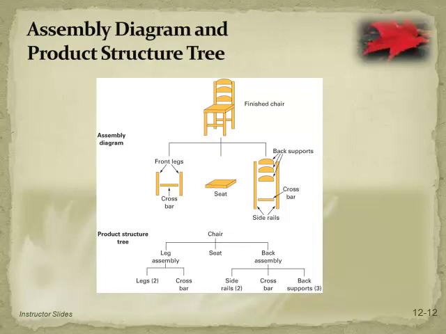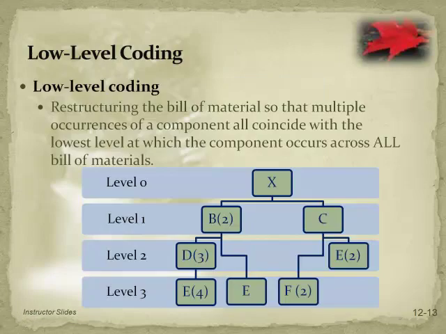So at the top of the Christmas tree is the finished product, the chair, and then the next level down are the two sub-assemblies. The two sub-assemblies are the leg assembly and the back assembly. And then we have the seat, which is not a sub-assembly because there's nothing that goes below the seat. And then the leg assembly and the back assembly show the materials that are needed for those two particular sub-assemblies.